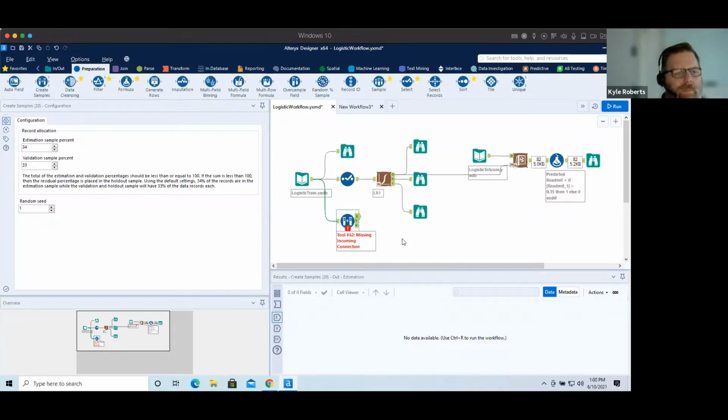Awesome. Do you think we have time for just one more? Let's do one more. Yeah, let's do one more. Is there a certain way to treat outliers in Alteryx?